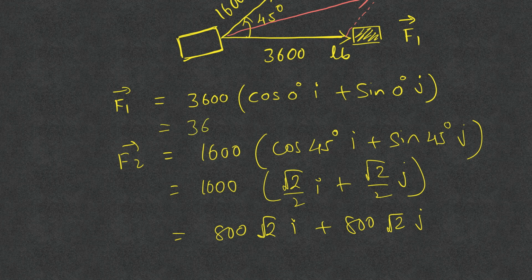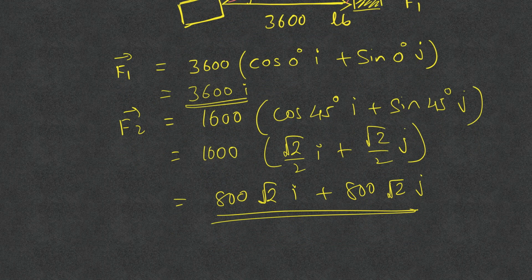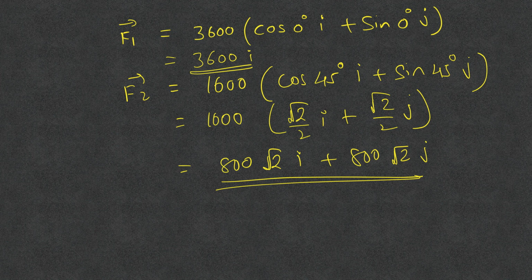F1 can be simplified to 3,600 times cos 0, which is 1, 1 times i is i, and sine 0 is 0, times j, which is 0. So F1 is 3,600 i, and F2 is 800 root 2 i plus 800 root 2 j.